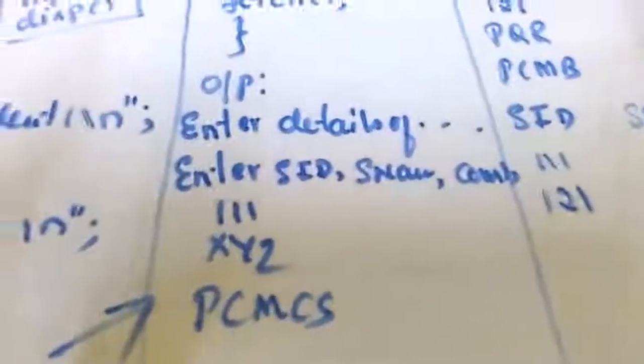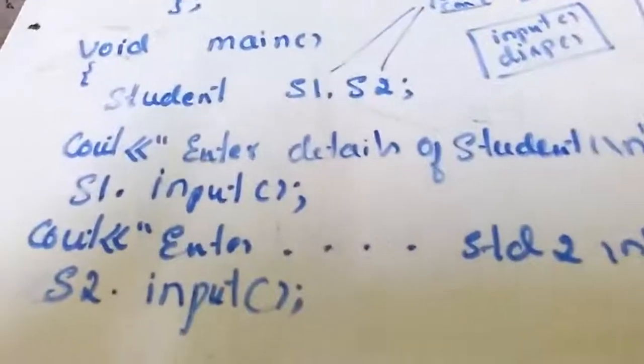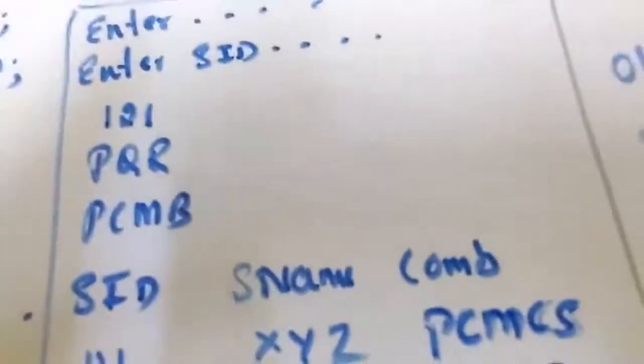After that, which is the next statement here? Again, enter the details of the second student. After that, S2.input. The same function is going to be called again with a different object. The output is like this. Enter the details of the second student. After that, enter SID, SName. Now the details are like this.